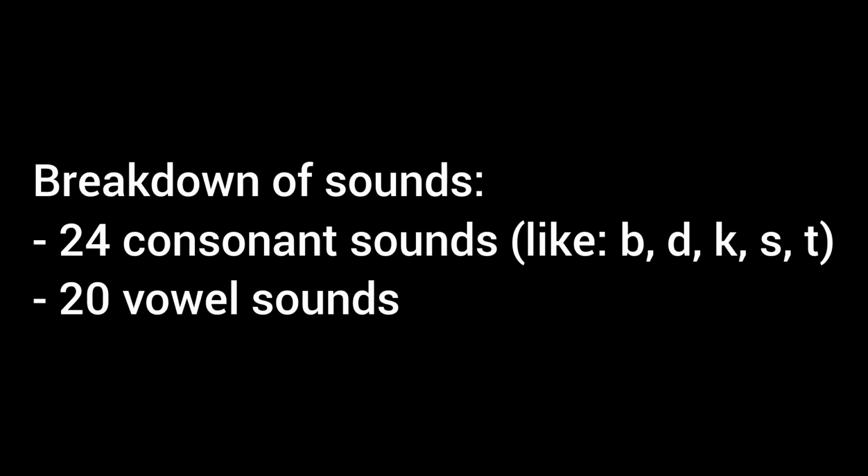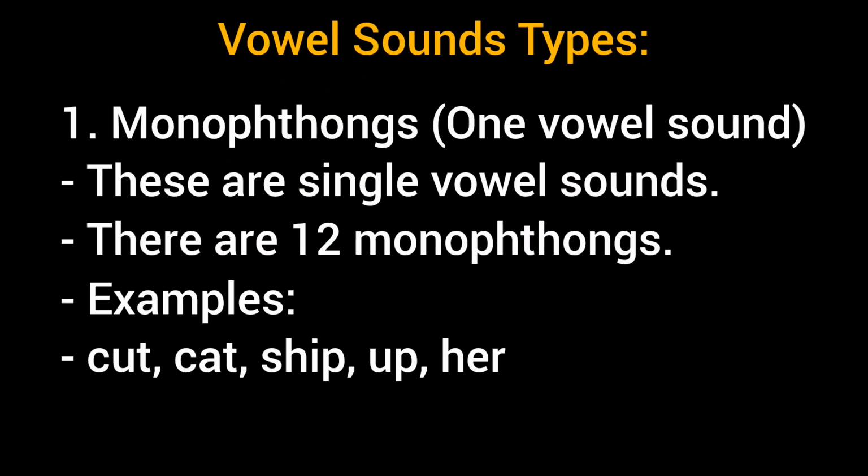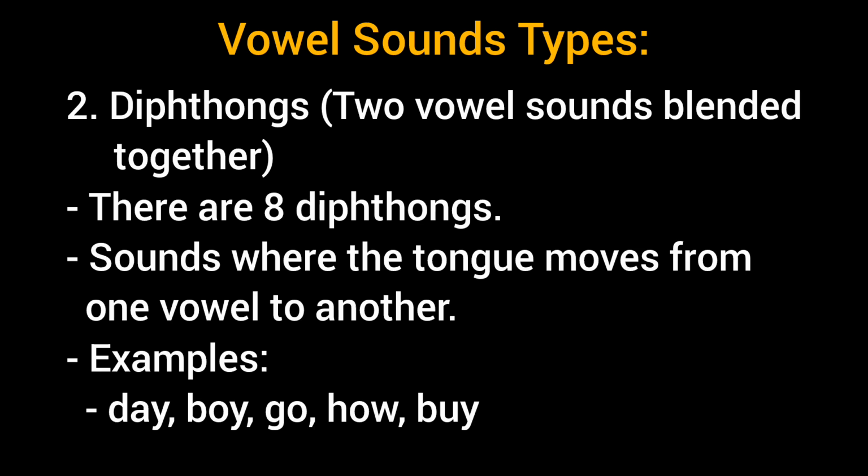20 vowel sounds. Vowel sound types. 1. Monophthongs, 1 vowel sound. These are single vowel sounds. There are 12 monophthongs. Examples: cut, cat, ship, up, her. 2. Diphthongs, 2 vowel sounds blended together. There are 8 diphthongs, sounds where the tongue moves from one vowel to another. Examples: day, boy, go, how, by.